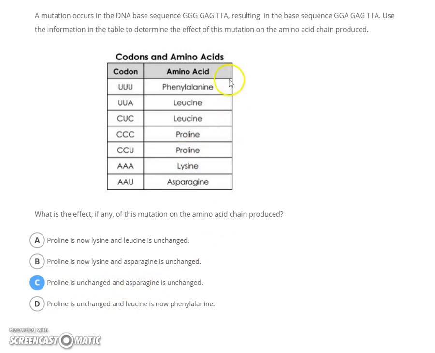And then asparagine is actually the third one here. TTA would make AAU. That's asparagine. And then it's still AAU, so asparagine is also unchanged. So I'm not sure why I included all that. Honestly, it was only that one part. Should have just asked about it. But anyway, C still works as the right answer here. C is correct.